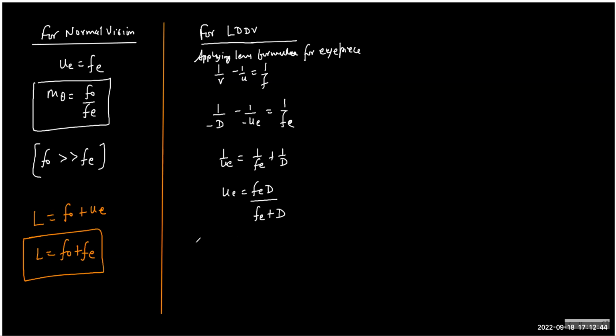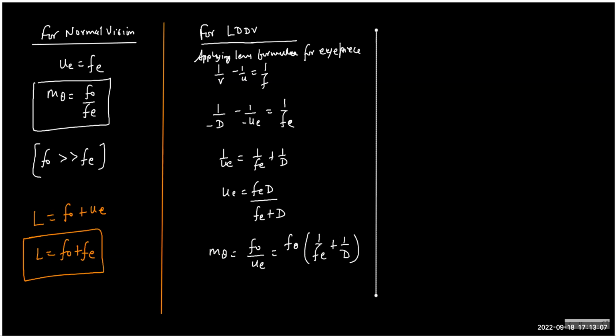And therefore the length of the tube. First of all, we need to talk about the magnification. So what is the magnification? For magnification, it is F naught by UE, and this turns out to be F naught into 1 by FE plus 1 by D. This looks difficult to remember, but easy to derive. And the last thing is, in this situation, what will be the length of the tube?